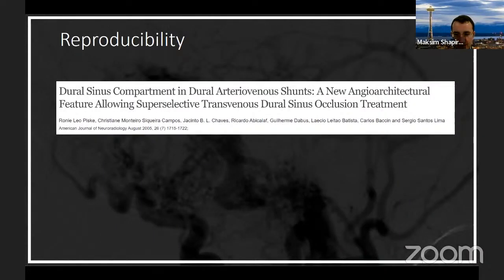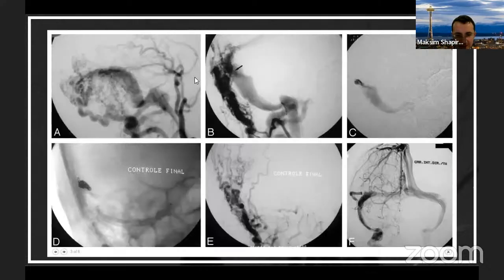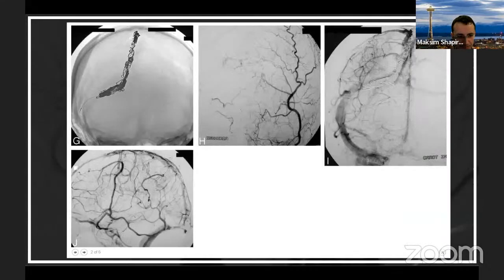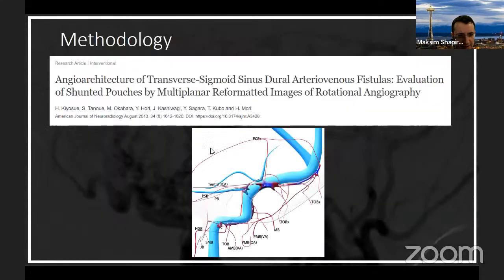Reproducibility is big in science and in everything. So other people, Piske and others, published on this and got their cases. This is an impressive-looking fistula that you can cure with this kind of magic bullet. Here's another case, similar, a sagittal sinus case. Now, here's another publication by Kiyosue. This group has been particularly active in this idea. This goes back to 2013, almost 10 years ago.